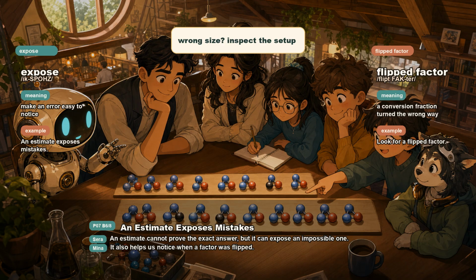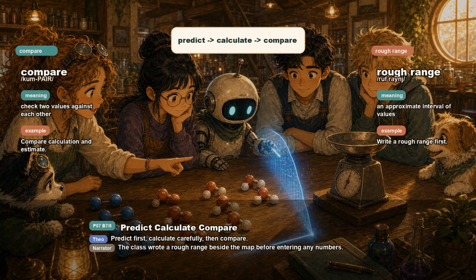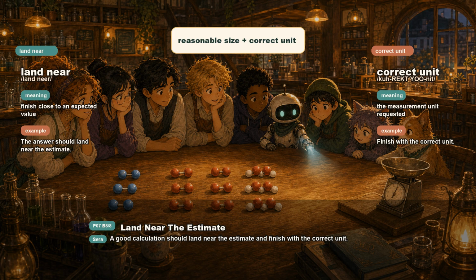An estimate cannot prove the exact answer, but it can expose an impossible one. It also helps us notice when a factor was flipped. Predict first, calculate carefully, then compare. The class wrote a rough range beside the map before entering any numbers. A good calculation should land near the estimate and finish with the correct unit.